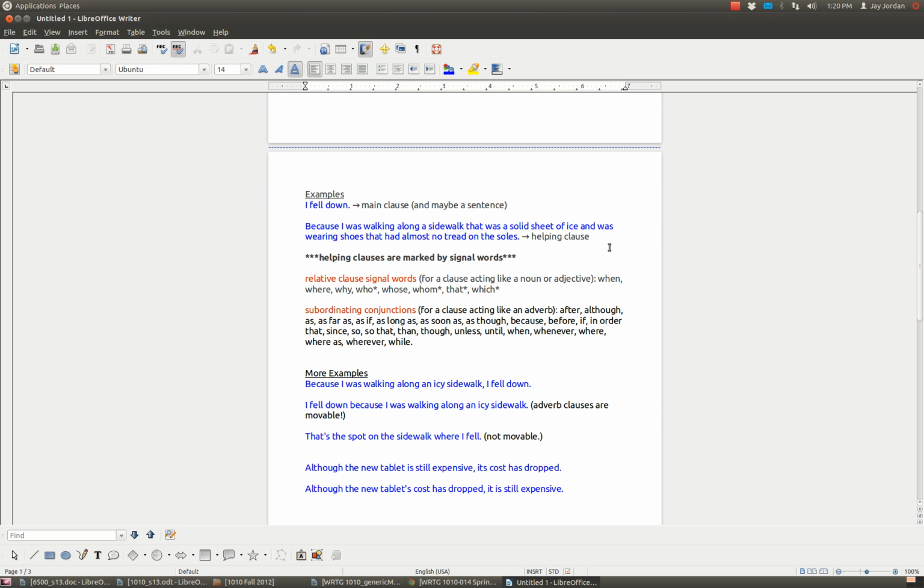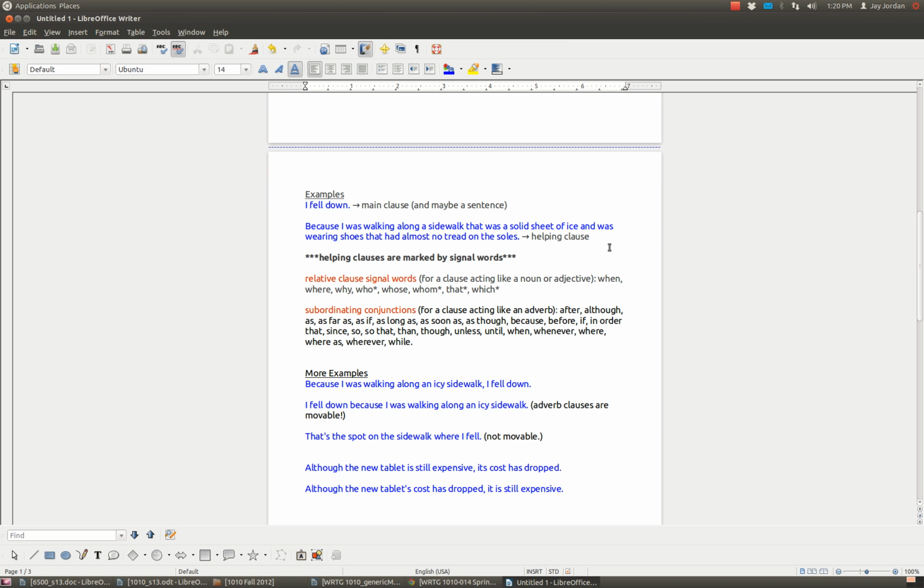A lot of these words that we call transition words are actually subordinating conjunctions, and it's just a really fancy way of saying that it is a word that introduces a subordinate or a dependent clause that's acting like an adverb. In other words, it's modifying the verb in the main clause of the sentence.